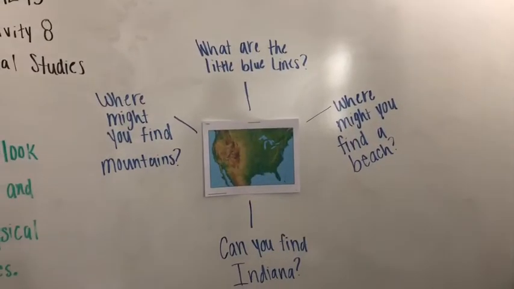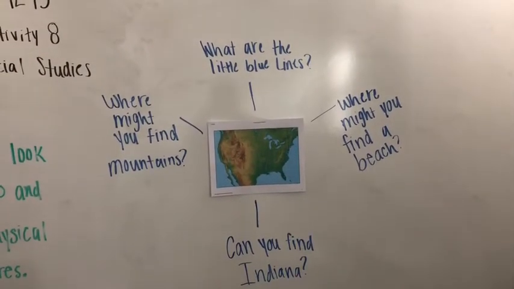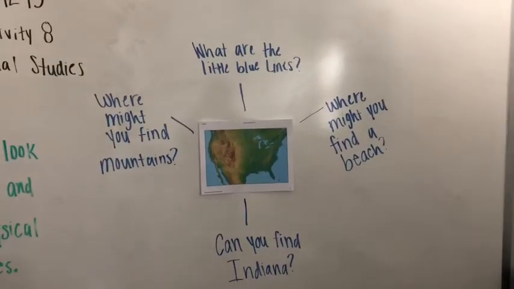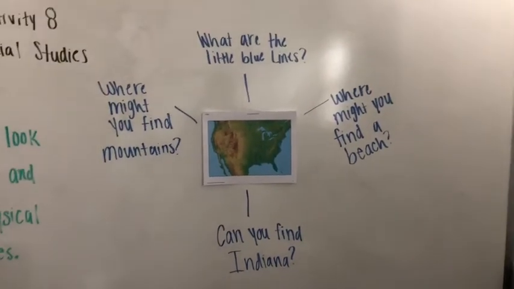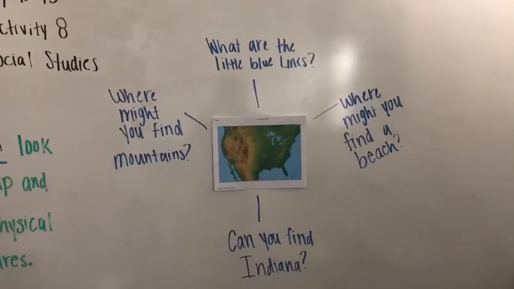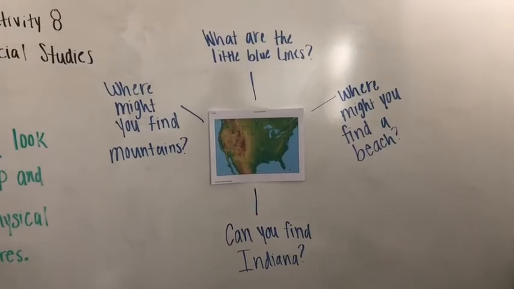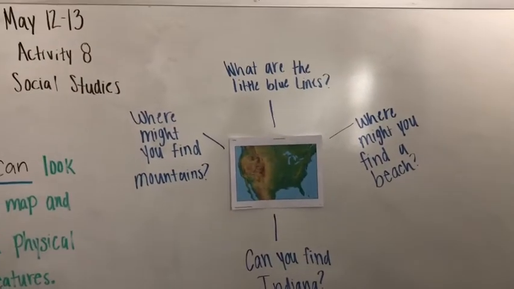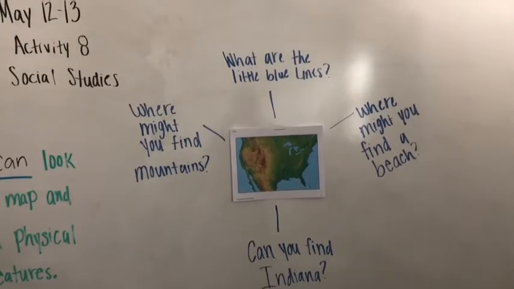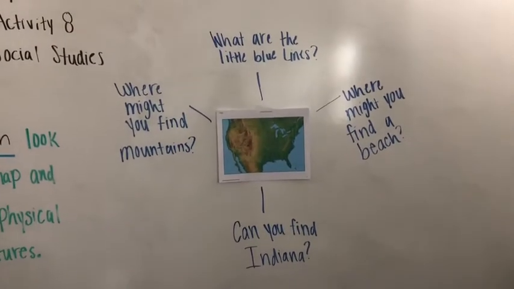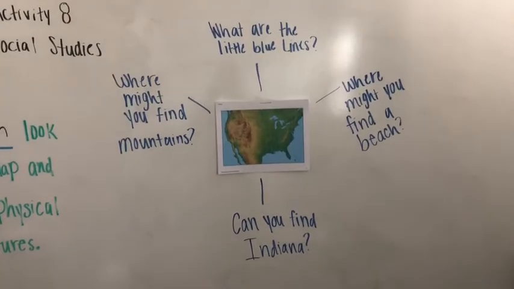Hi friends, welcome back. As you can see, Miss Issacs has a map on her board and questions all around it. We're going to read the questions and try to find the answers on the map. So the first question says, what are the little blue lines on the map? The second question asks, where might you find a beach? The third question says, where might you find the mountains? And the fourth question says, can you find Indiana?